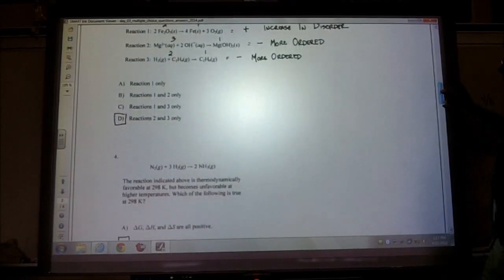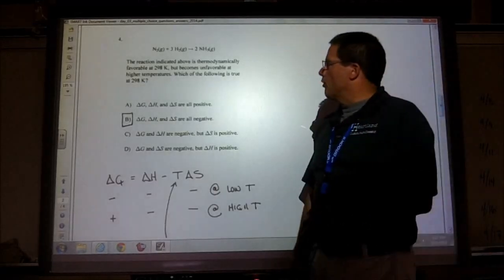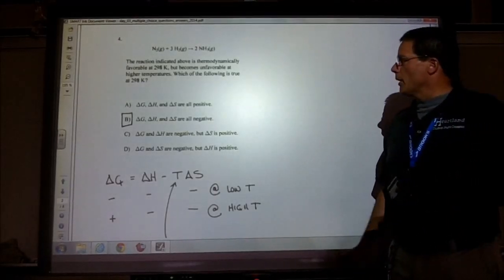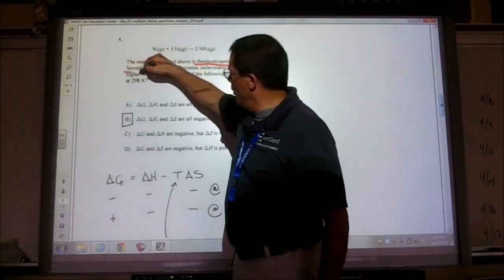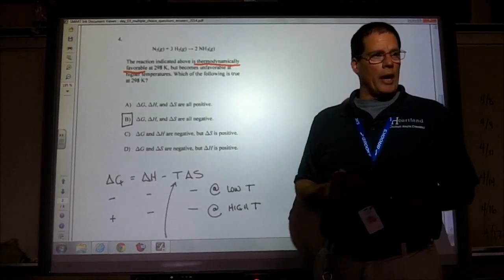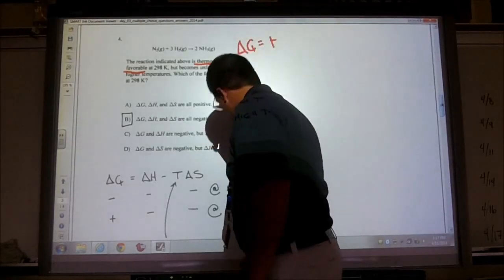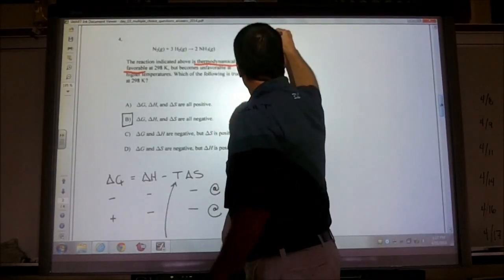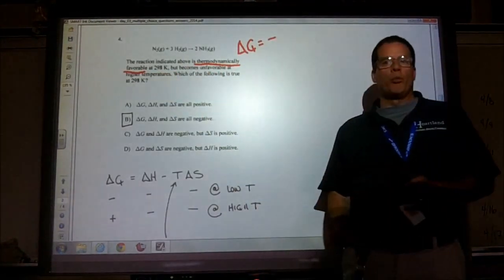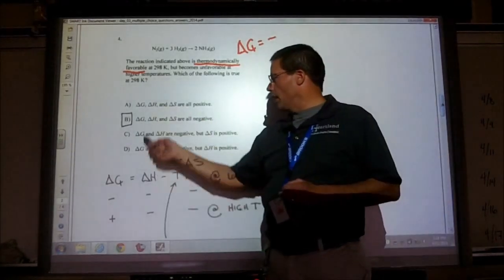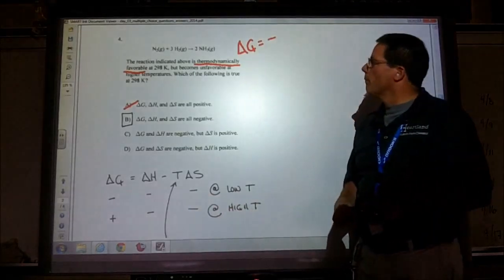All right, number 4. You have your reaction, and it says the reaction indicated above is thermodynamically favorable. So what does that mean? That is something that I would write down. If you see thermodynamically favorable, the first thing I would write here is delta G, not positive, negative. I would look at this question and go, thermodynamically favorable, that means we have a negative delta G. So that helps in answering this, and you can cancel that one off.